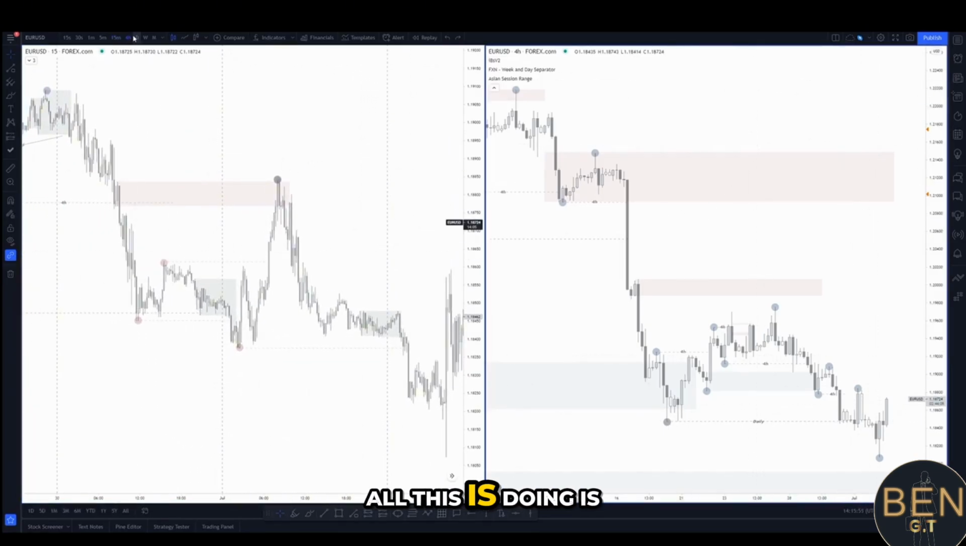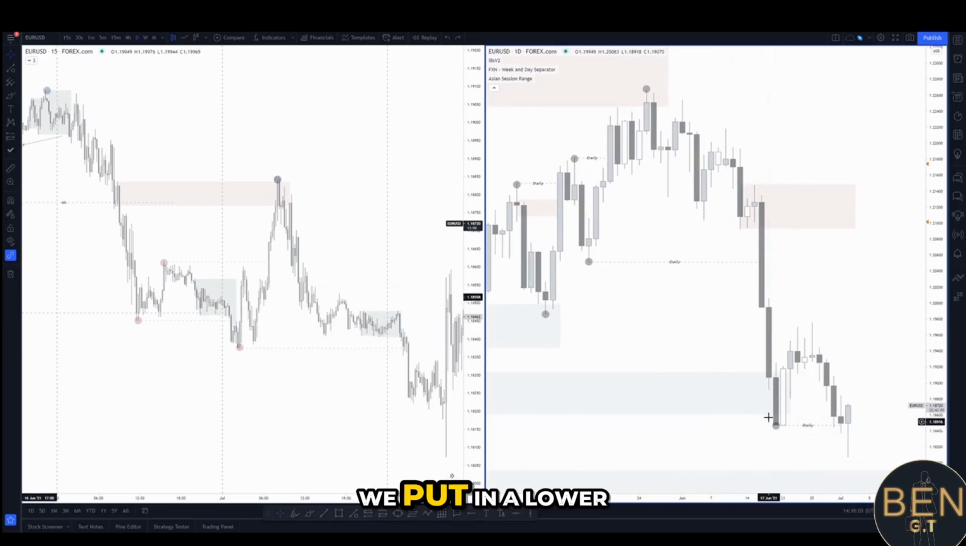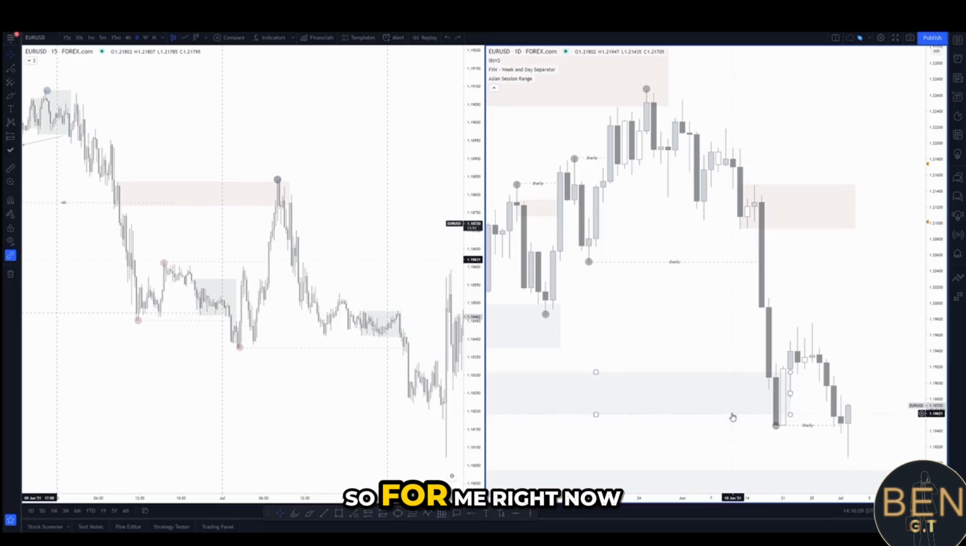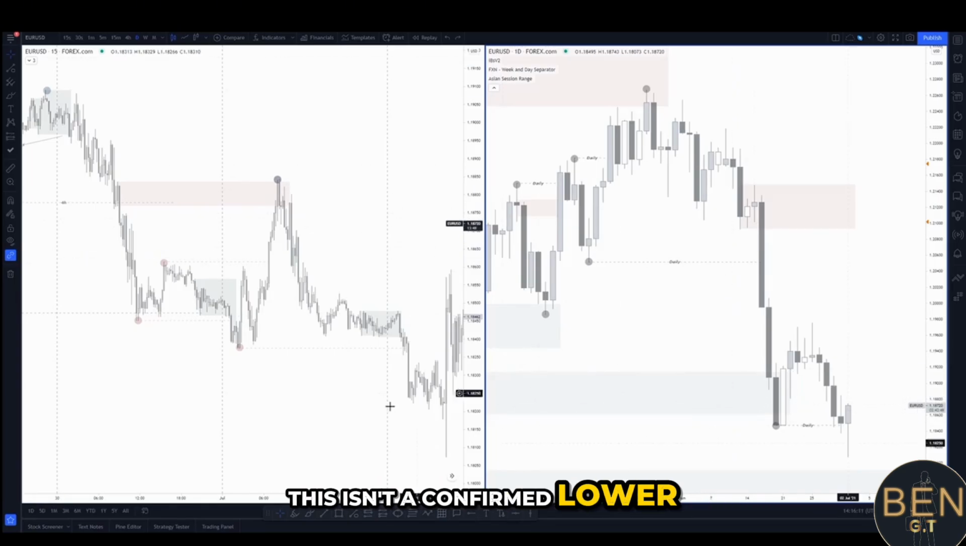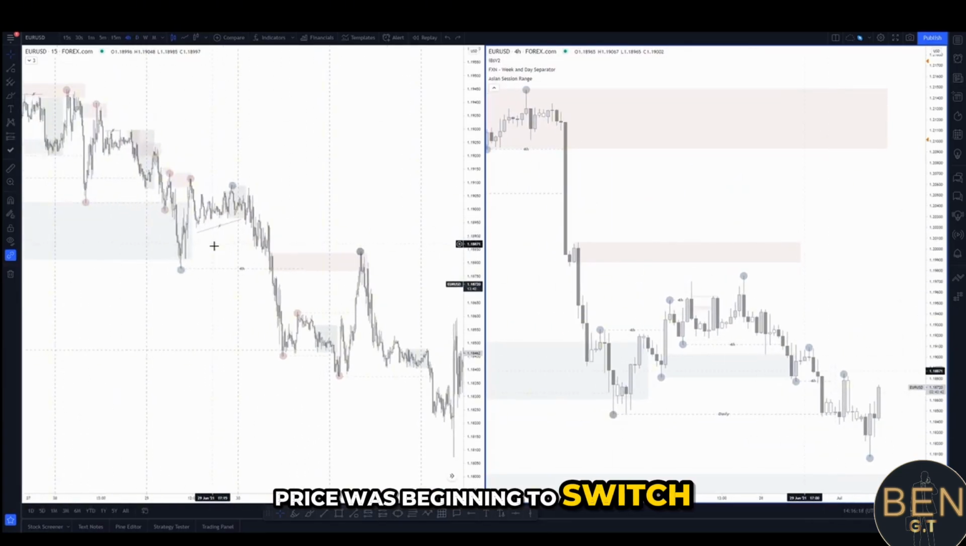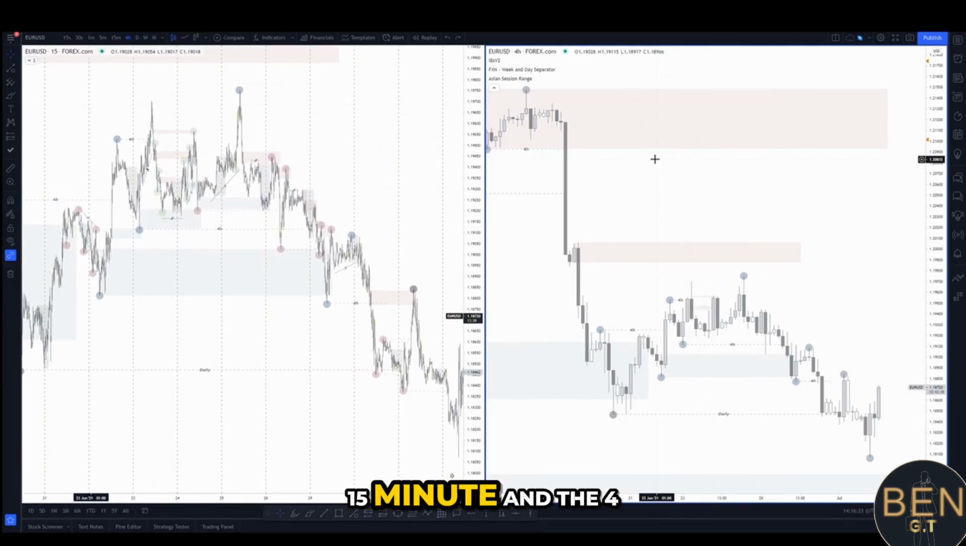And again, all this is doing is following the daily structure. We're putting in lower lows and lower highs. We put in a lower low, we pulled back, we created what appears to be a lower high. But again, we haven't actually closed below this structural point. So for me right now, this isn't a confirmed lower low, but it's definitely a good indication. We were able to understand why price was beginning to switch and see the changes of character that were happening as we look through the 15-minute and the 4-hour.